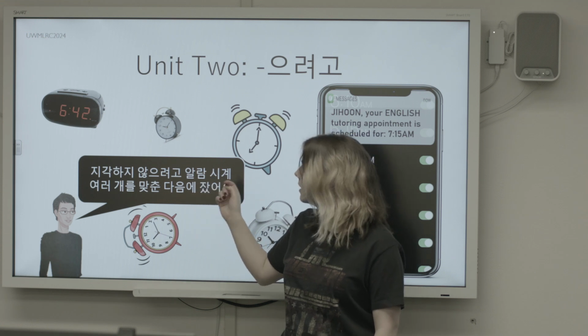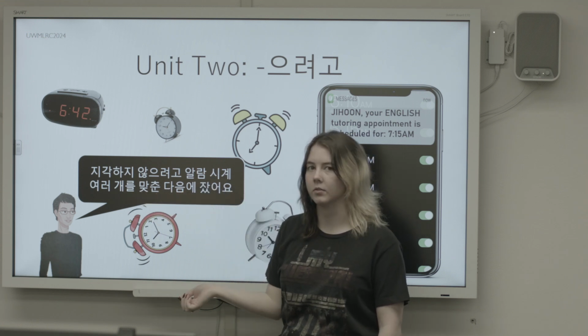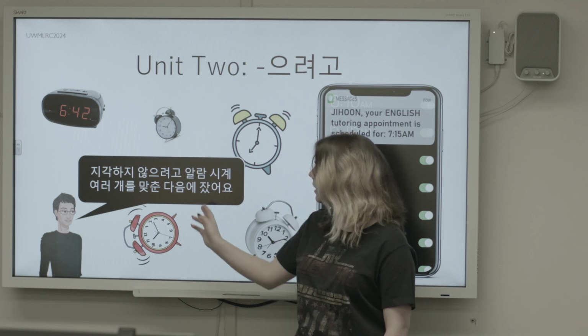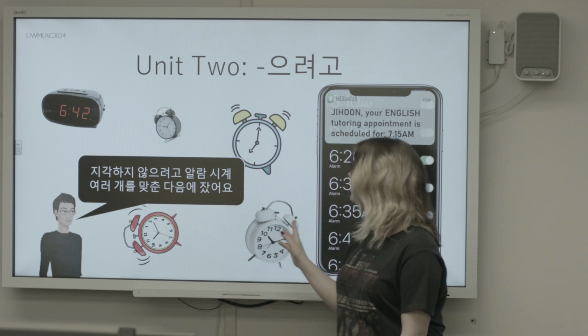So 알람 시계, alarm clock, 여러 개, several. 맞추다 is like set, so set your alarm clock. After he did that, he went to sleep.